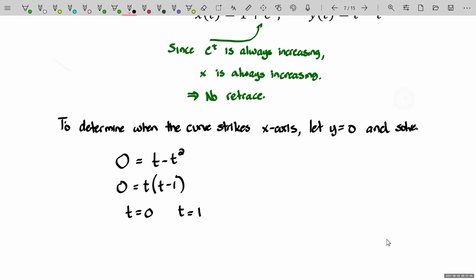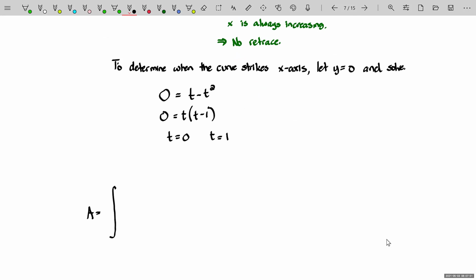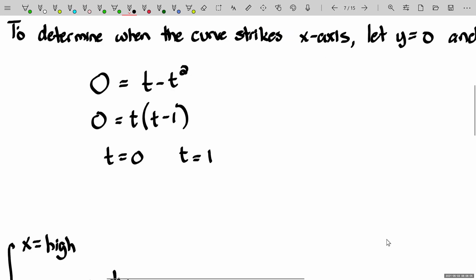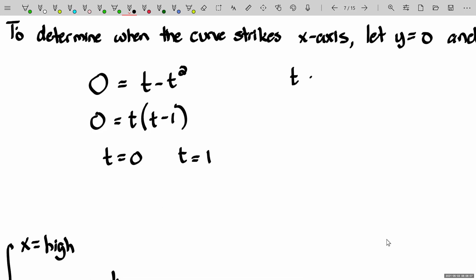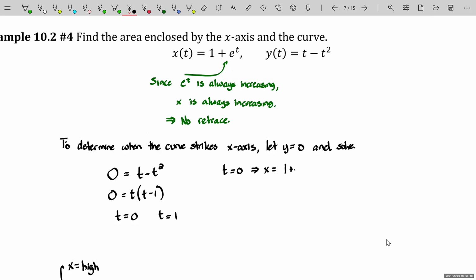All right. Well, we need to integrate. Remember, we're finding the area underneath the curve. The area goes from x equals something low to x equals something high of y dx. Well, let's see which of the x values are low or high here. So at time 0, that implies x is equal to 1 plus e to the 0th, or 2. When time is equal to 1, that implies x is equal to 1 plus e.